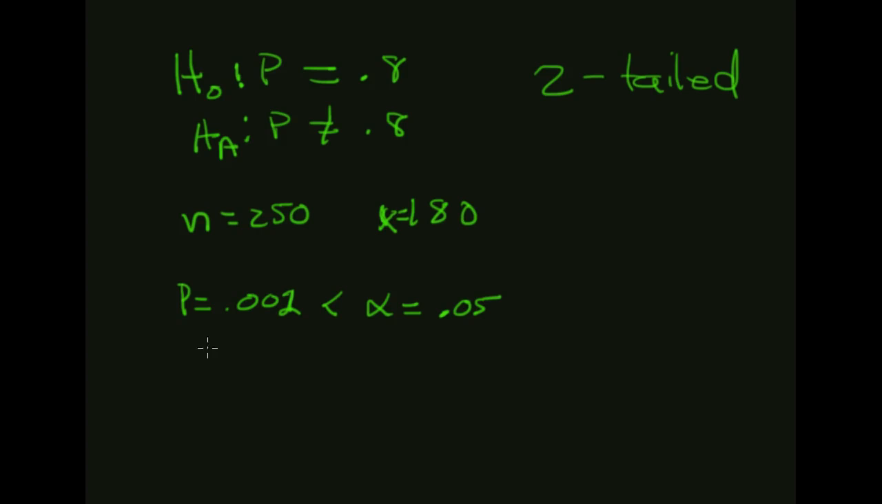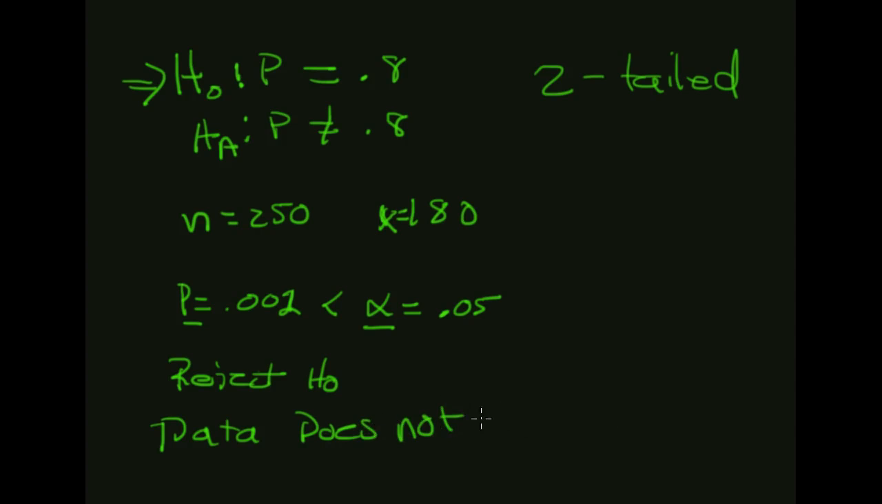So what does this tell me? Since p is smaller than alpha, we reject the null hypothesis. Now remember, in a two-tailed test, the null hypothesis is the claim. So again, the data here does not support the claim. The claim was that 80% of the people prefer product A to product B. We do not have sufficient evidence to support that claim.